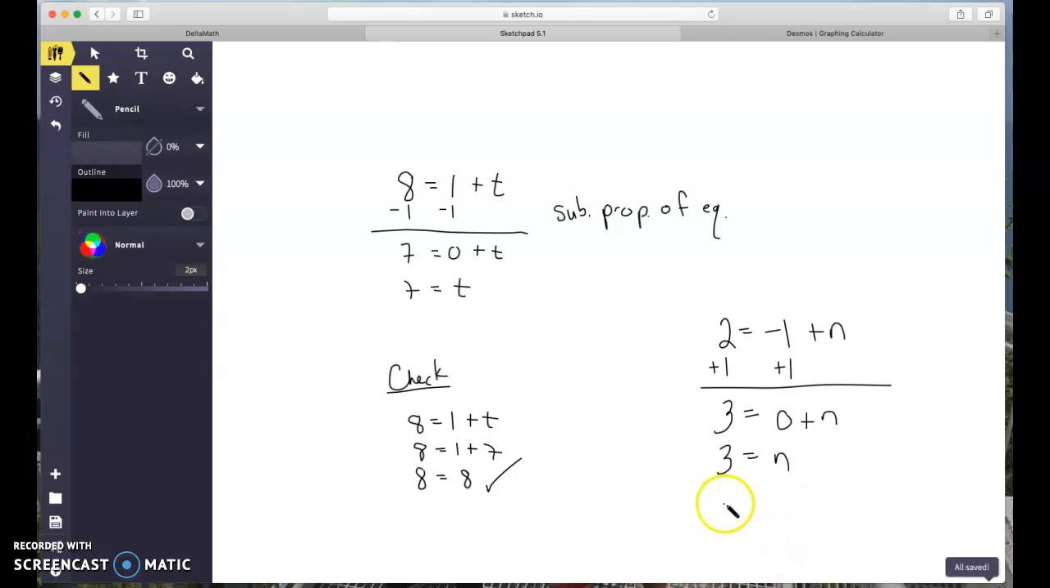And again, if I want to check my work, I can just plug back in. 2 equals negative 1 plus 3. Negative 1 plus 3 gives me 2. 2 does in fact equal 2. That's a true statement. And voila, we have solved that equation.